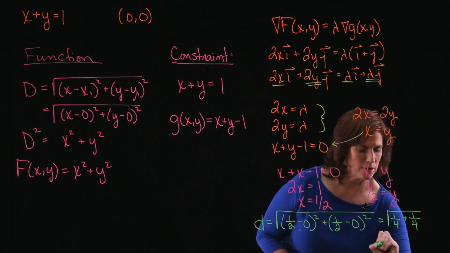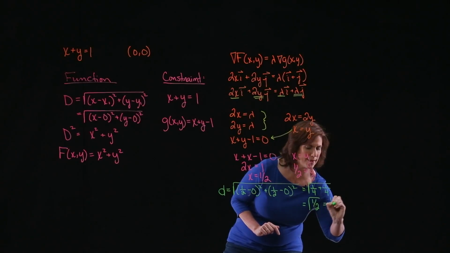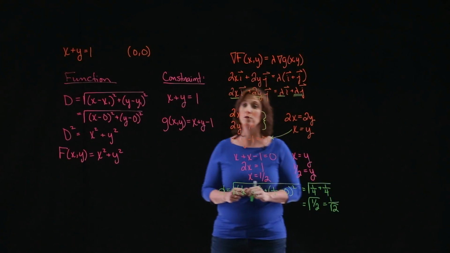or the square root of 1/2. And if you prefer, you can write that as 1 over the square root of 2 for your minimum distance.